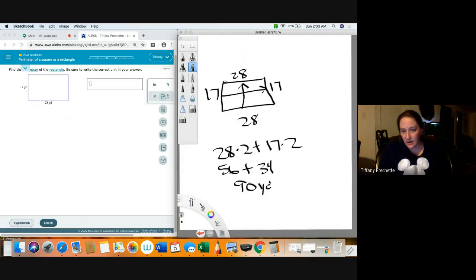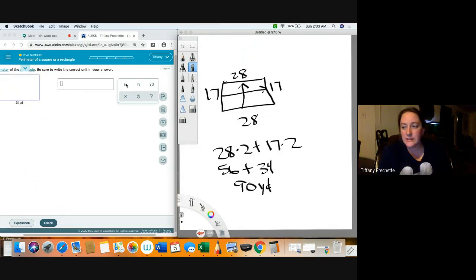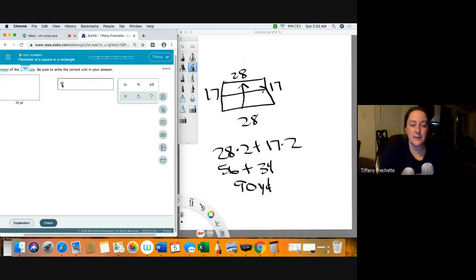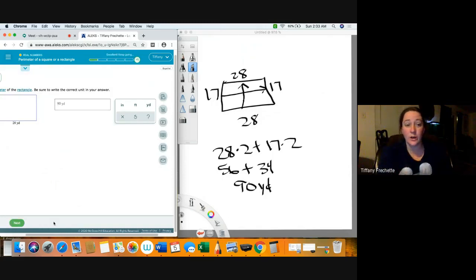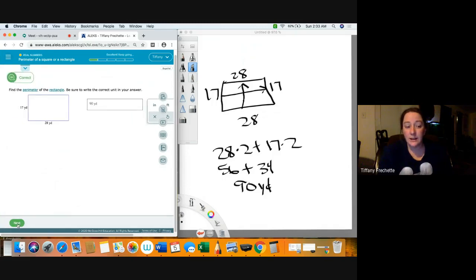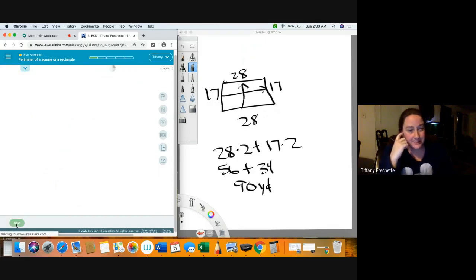90 yards. If you notice over here, they're giving you units. If you just type in 90, it's going to give you a warning. So I'm going to click check, and it's going to say, please make sure to use the correct unit symbol. If you try to click check again without clicking yard, it will mark you wrong. It's only going to give you that warning once. So make sure you put the unit in, because this is one of those math teacher pet peeves. It's 90 what? Is it 90 kittens? Is it 90 puppies? No, it's 90 yards. Okay, perfect. You know what it represents.